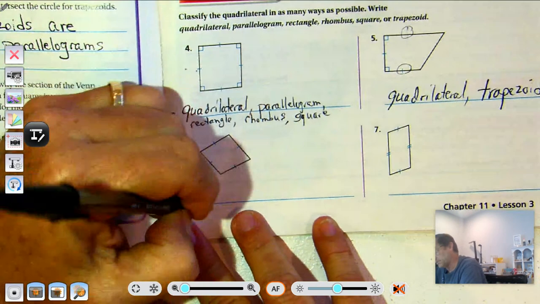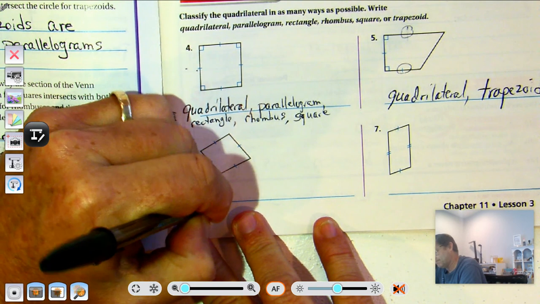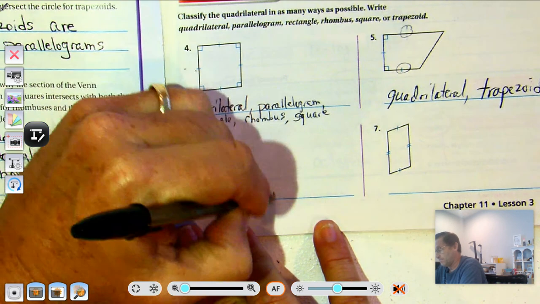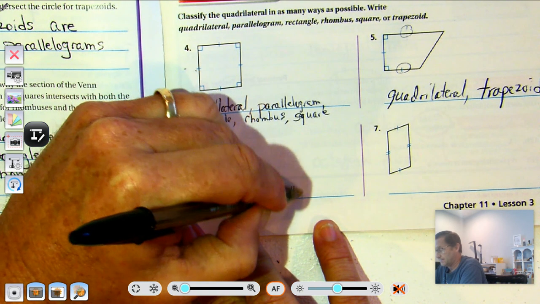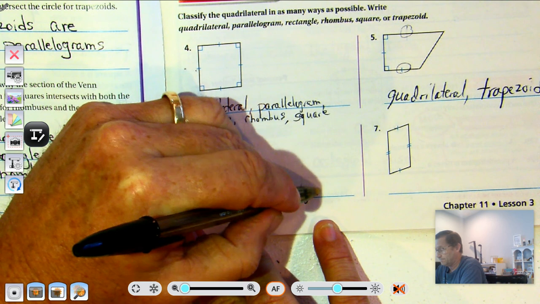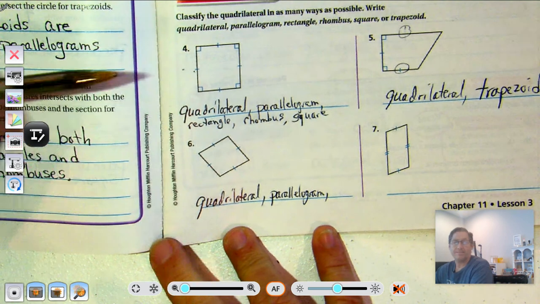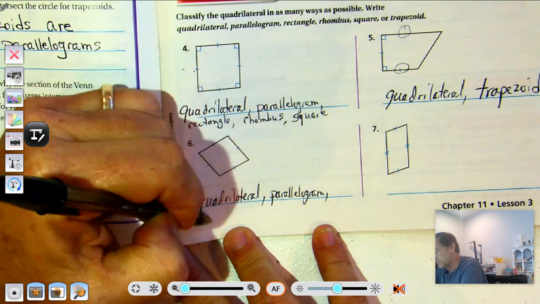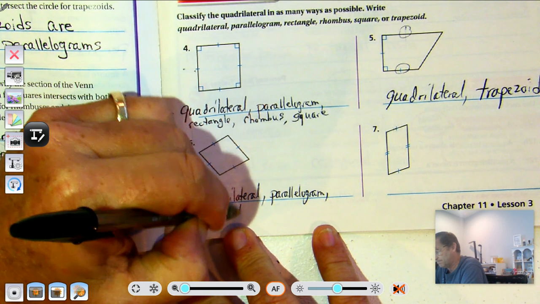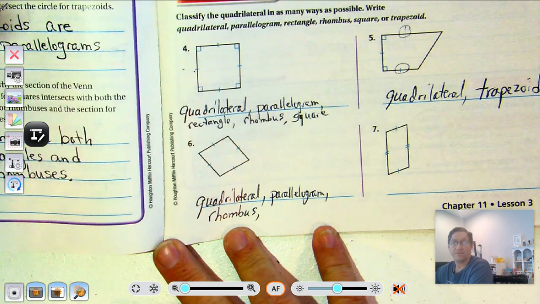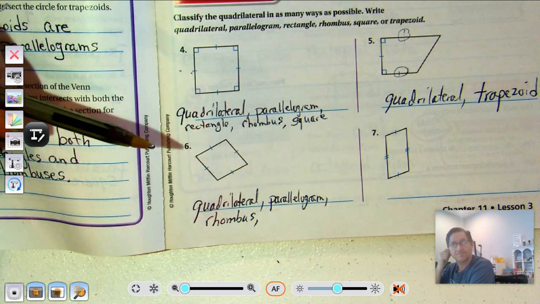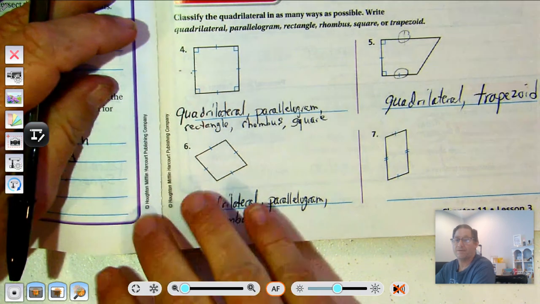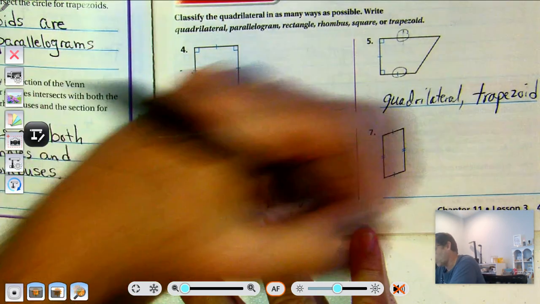Number 6, quadrilateral. It is a parallelogram. It has 2 pairs of opposite sides that are parallel. It's not a rectangle. There aren't right angles in it. It is a rhombus because all the sides are equal. It can't be a square because there are no right angles. And it's not a trapezoid because it's a parallelogram. Okay. Number 7, quadrilateral.